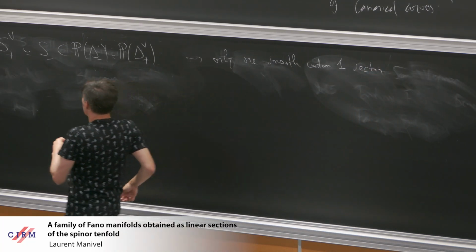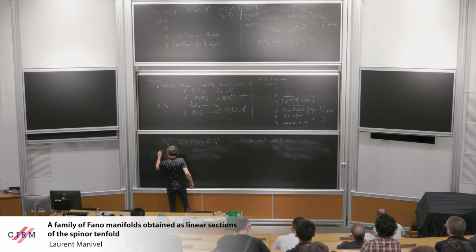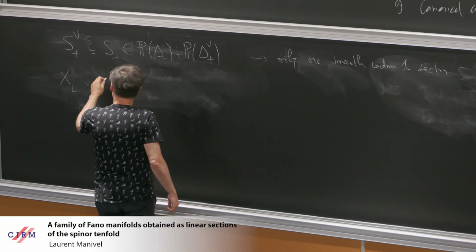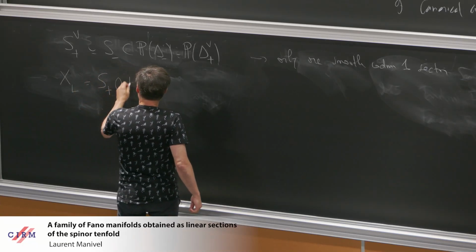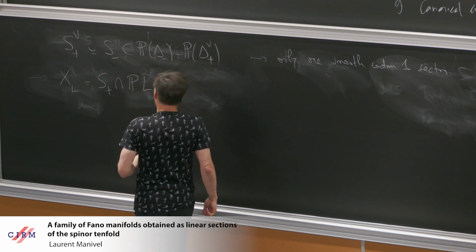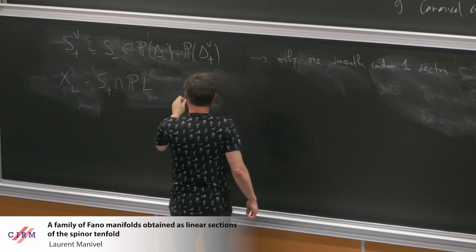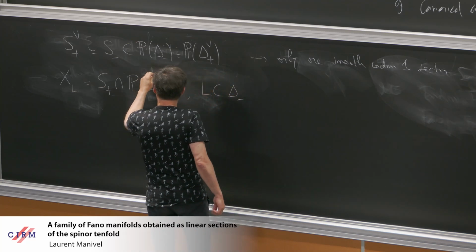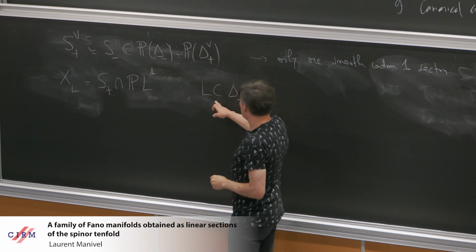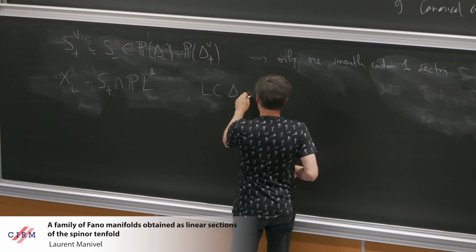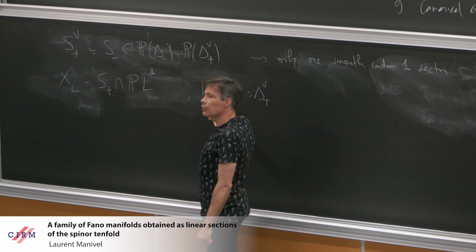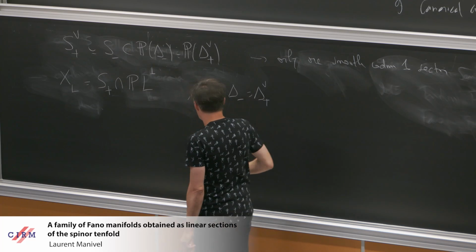Okay, then I will use the following notation. Maybe I will use XL to be S plus intersected by some linear space P of L. I will take L a subspace of delta minus, which is the dual, and so I cut with the orthogonal. So the codimension is the dimension of L.